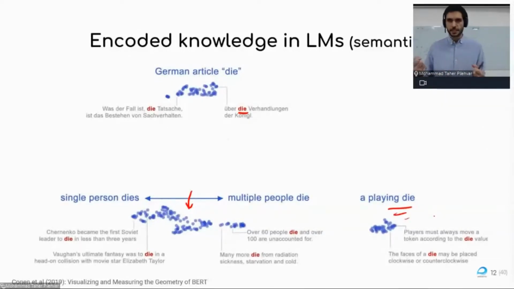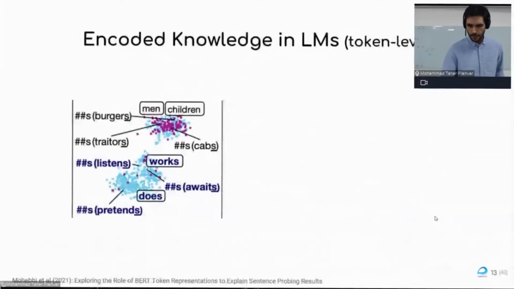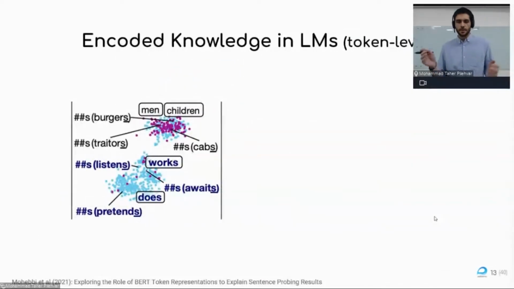So there is a distinct representation for the different meanings of a word in the encoded latent space of BERT or any other transformer-based model or contextualized model. Well, there are so many papers here.